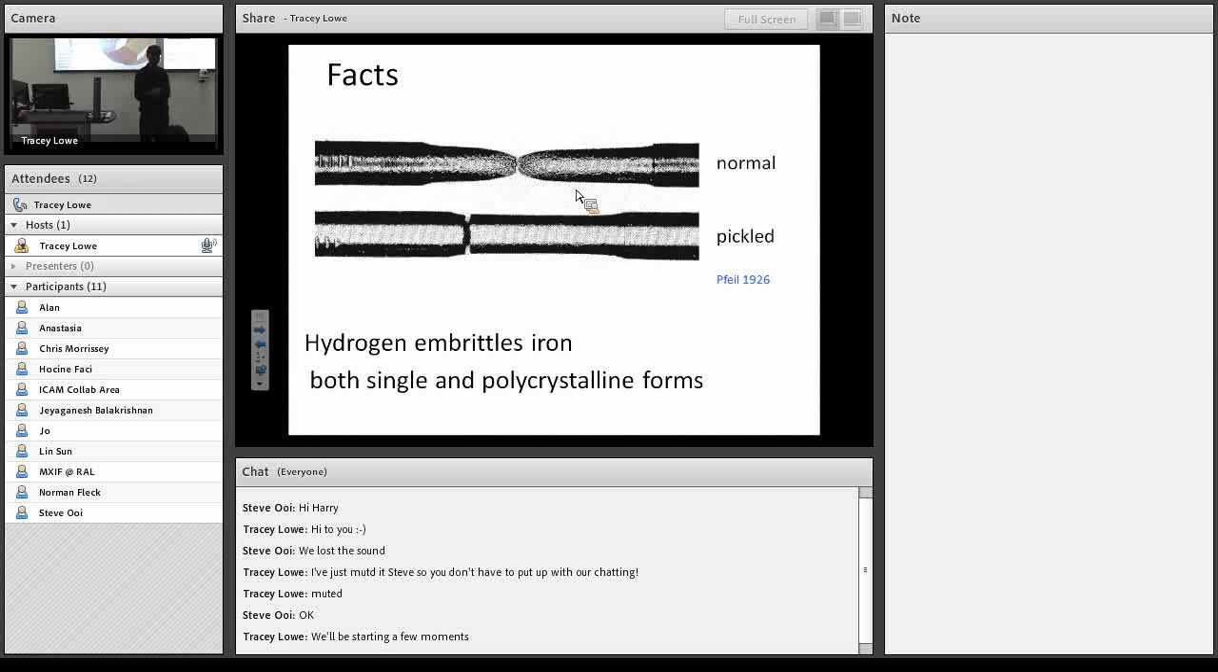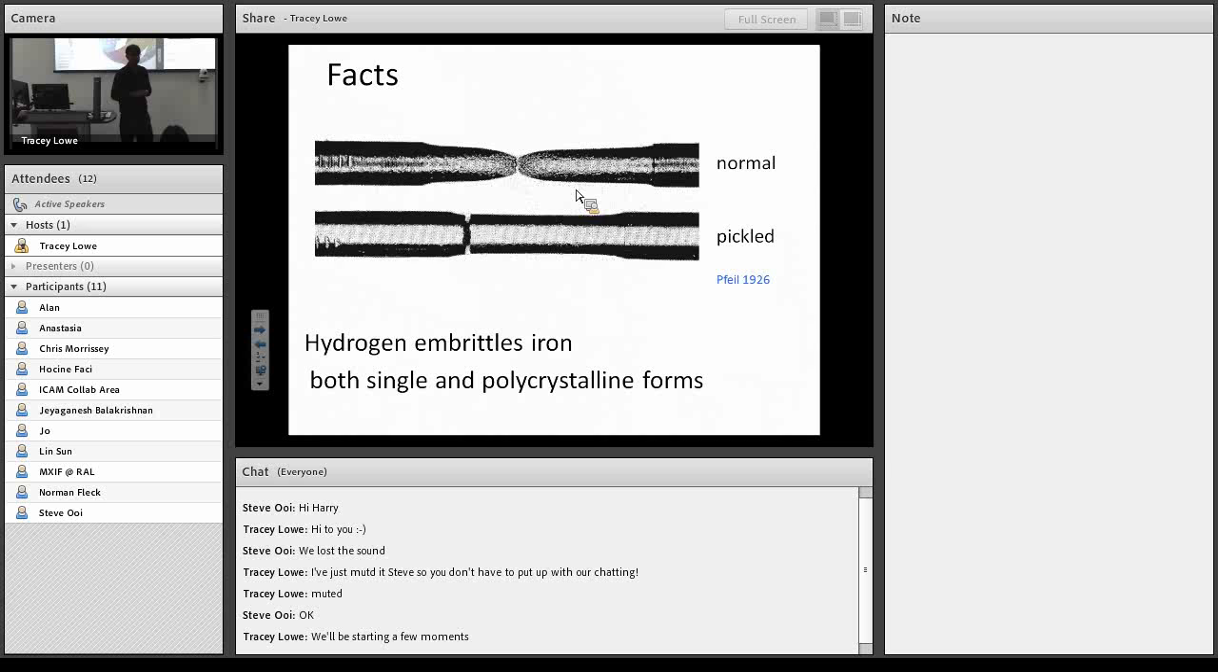It's a mistake to think that hydrogen only influences polycrystalline materials. In other words, very often when you get fracture, you see intergranular fracture. This is an experiment done in 1926 where they grew large single crystals plus polycrystalline iron and observed a dramatic effect on the embrittlement of iron by hydrogen. So the top tensile specimen is an uncharged specimen, no hydrogen introduced, and you see a remarkable change in the ductility when you charge it with hydrogen. It's basically almost brittle failure with virtually no reduction of area in that specimen.